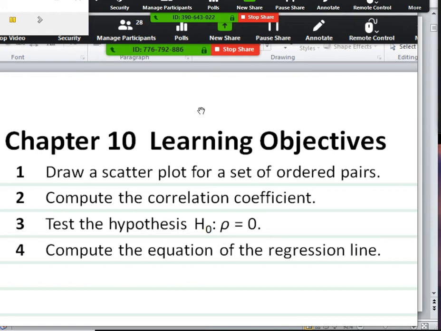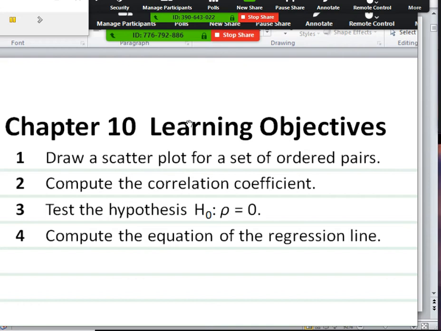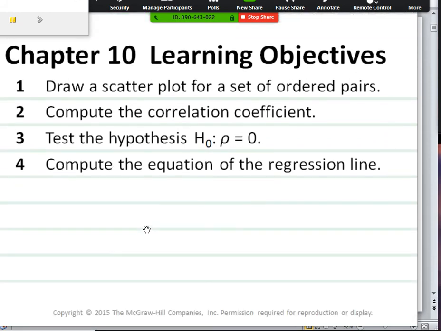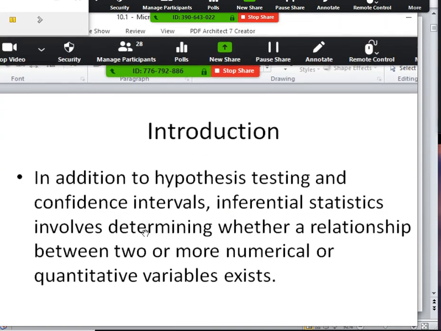All right, so let's take a look. Chapter 10, our learning objectives. They are to draw a scatter plot for a set of ordered pairs, compute the correlation coefficient, and then test the hypothesis. So again, chapters 10 and 11 are going to be all about hypothesis tests. Everything you learned in chapter 8, you're going to be applying to other hypotheses that aren't means and proportions. But you're going to do the same 5 steps. And then also compute the equation of the regression line and apply that. So that's kind of what we're doing today.